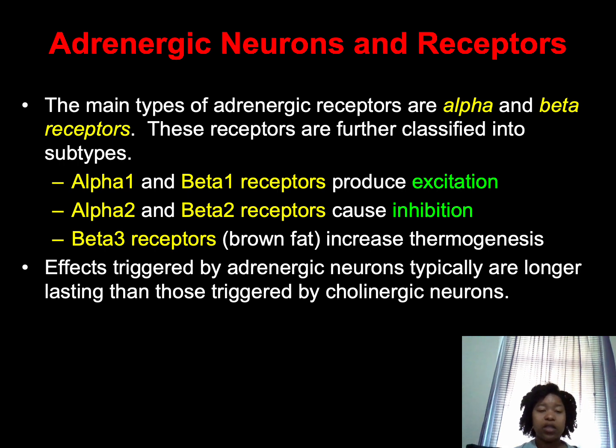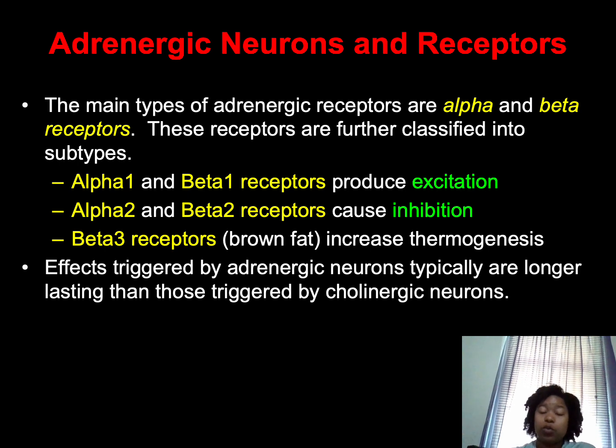The effects triggered by adrenergic neurons are typically longer lasting than those triggered by cholinergic neurons. And remember, that's because the norepinephrine will stay in the synapse until it is broken down and removed. So it can have longer lasting effects if those enzymes, the MAO or the COMT, aren't present in order to break it down.